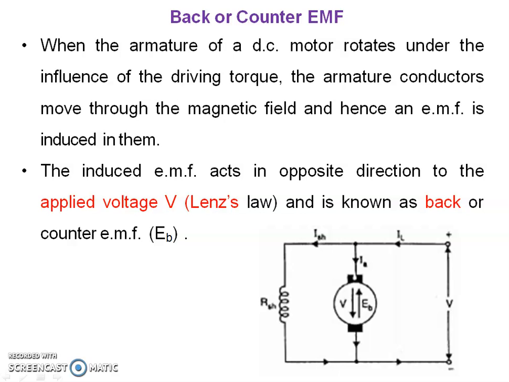Back EMF or counter EMF. When the armature of a DC motor rotates under the influence of driving torque, the armature conductors move through a magnetic field and hence an EMF is induced in them. The induced EMF acts in the opposite direction to the applied voltage. According to Lenz's law, the induced EMF always opposes the applied voltage, and this voltage is known as back EMF or counter EMF.